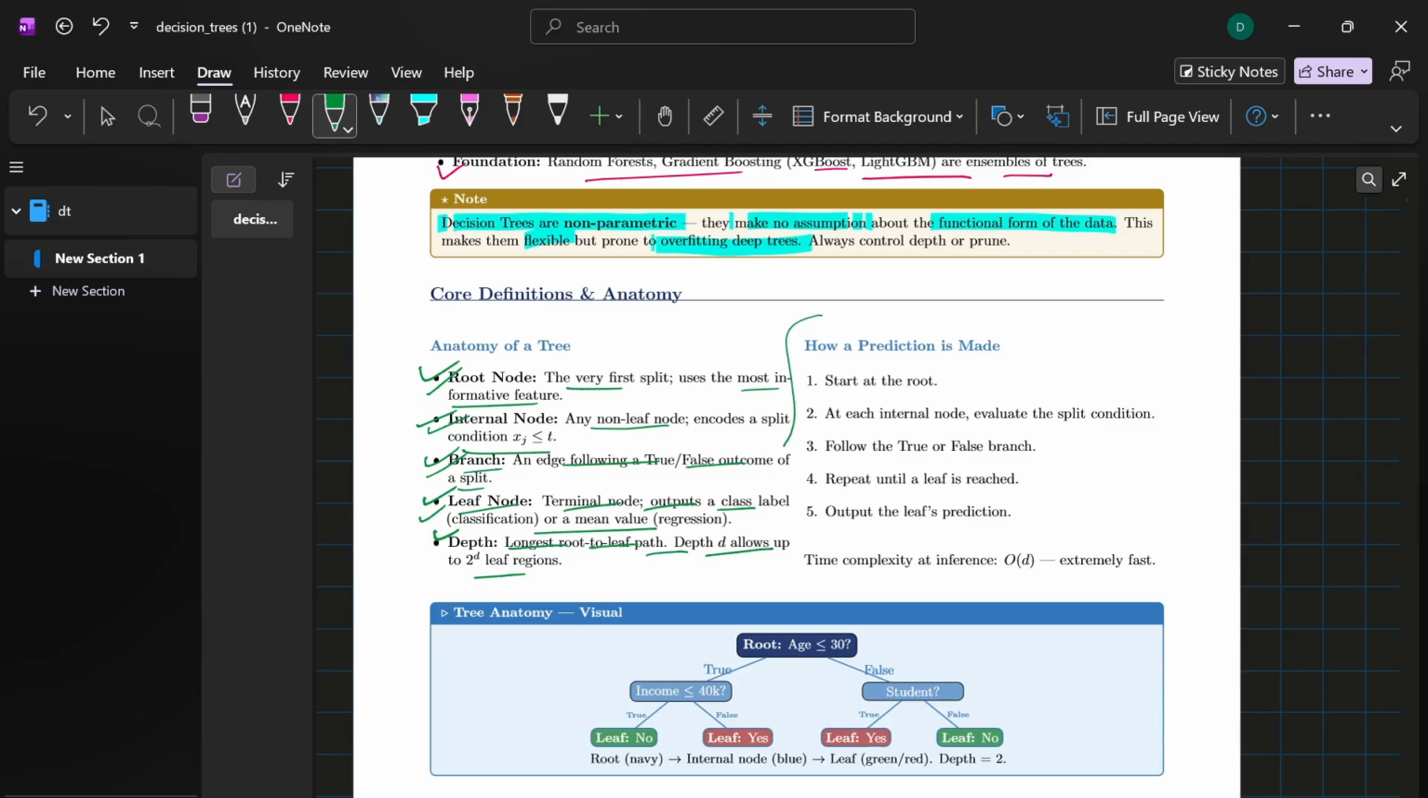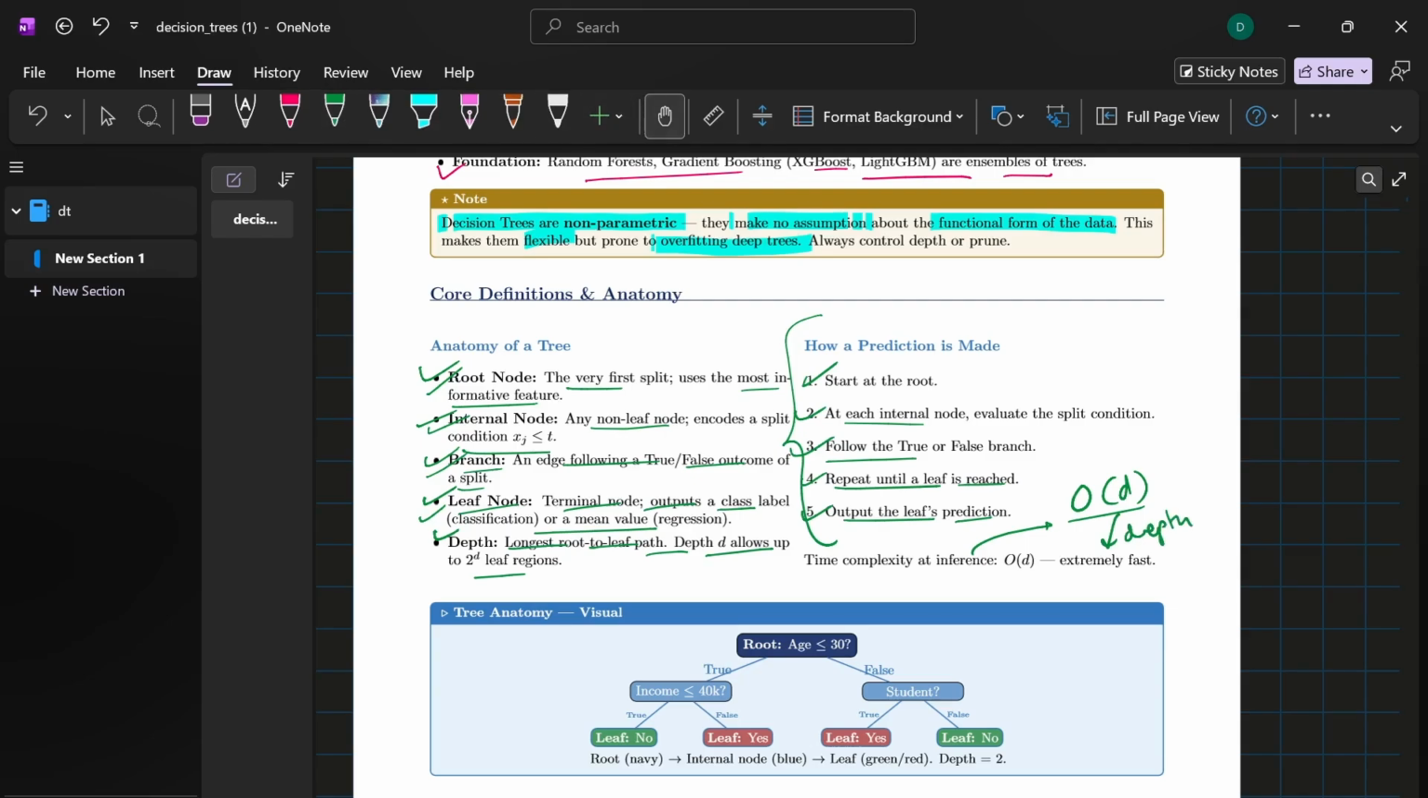Okay, making a prediction is dead simple. First of all, start at the root, evaluate the condition at each node, follow the true or false branch, then keep going until you hit a leaf. Finally, output whatever the leaf says. And the time complexity at inference is just O(D), where D is the depth.